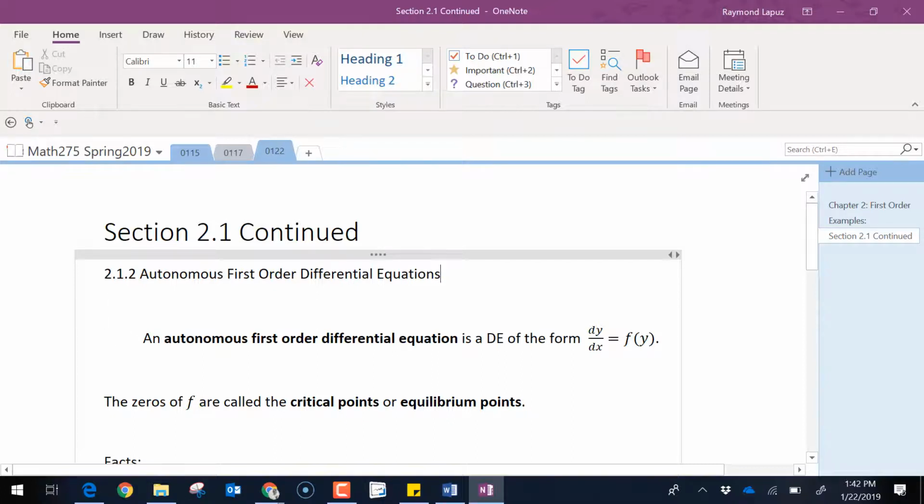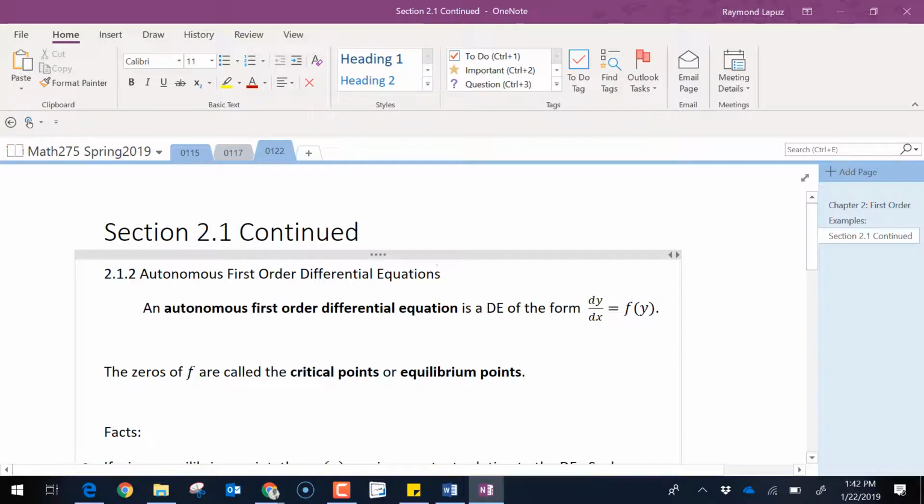An autonomous differential equation is a first order differential equation that has the derivative, y prime, set equal to a right-hand side, but the right-hand side does not have any x's. So there are no independent variables present. When you have a differential equation like this, it's called an autonomous differential equation, and it turns out that it's kind of easier to work with because the slope fields have a special feature.